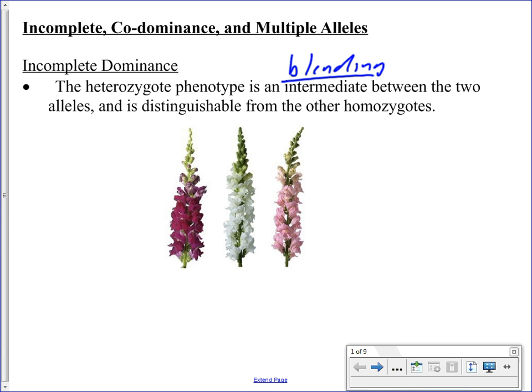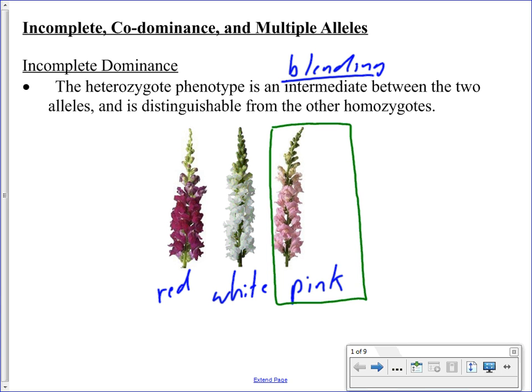So if we take a look at the picture that we see here, three different flower colors, and the three different colors that we see are the red color, the white color, and the pink color. So hopefully it's fairly obvious that we do have an intermediate form here. And quite often, if you do think of incomplete dominance, it's very similar to what you would see in art, where you're mixing colors together. So if we do take red and mix it together with white, what we get is the intermediate form that is going to be the pink.